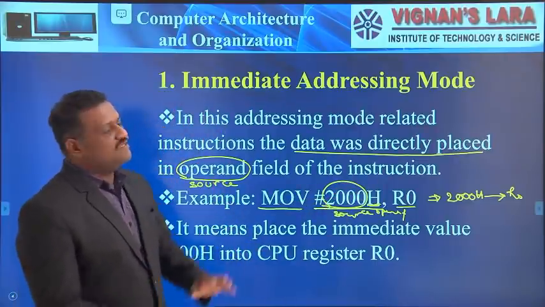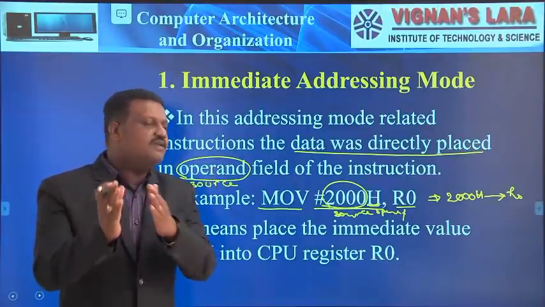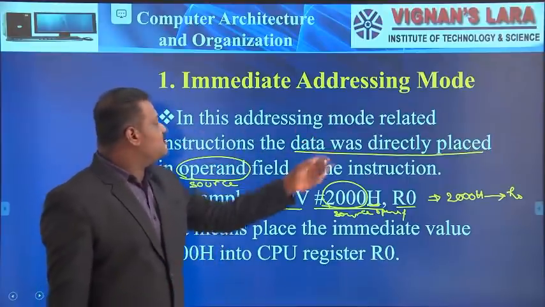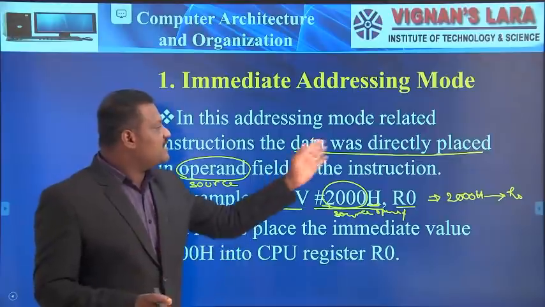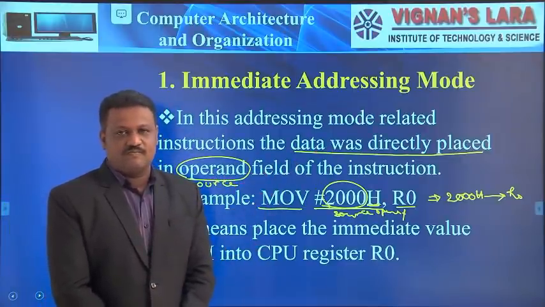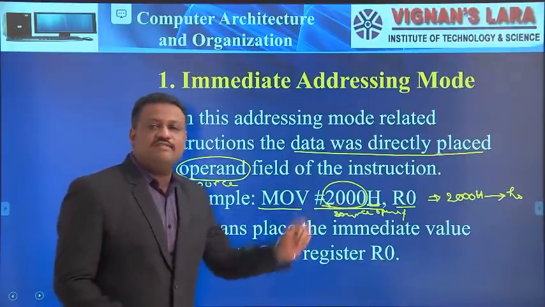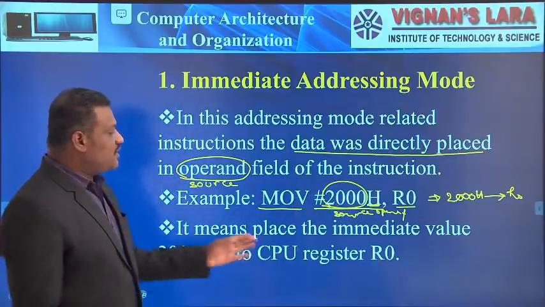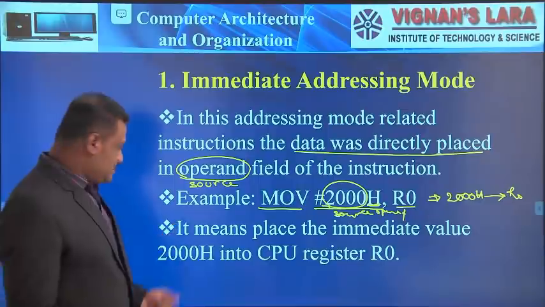So the meaning of immediate addressing mode is, I clearly tell you, in this addressing mode related instructions, the data is directly placed in the source operand field of the instruction. So that condition is satisfied in this example. Fine.